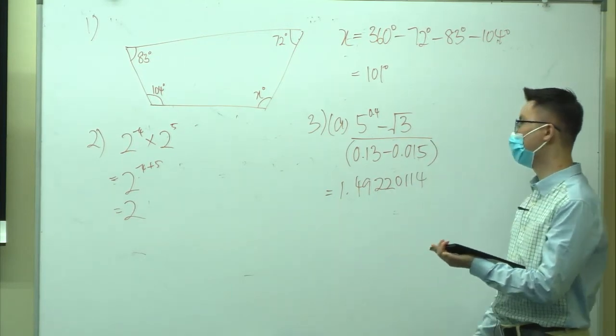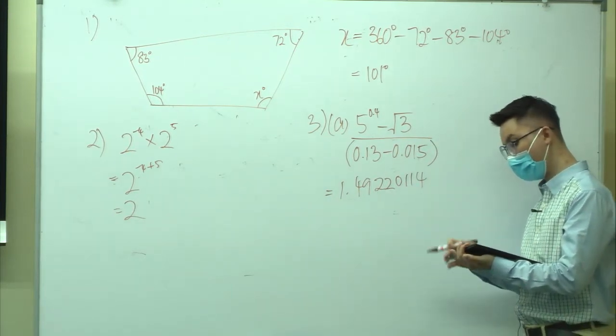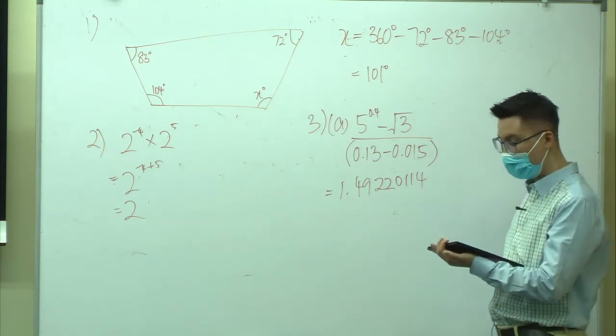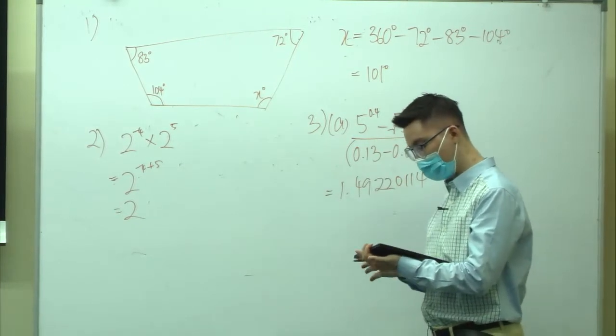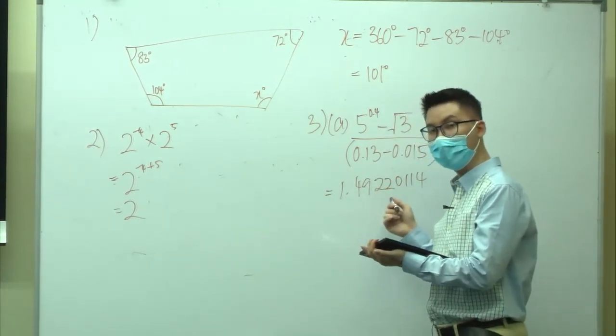We show this number because this question asks you to write down all the digits in your calculator display. You need to show all the digits, not only 3 significant figures, but all digits.